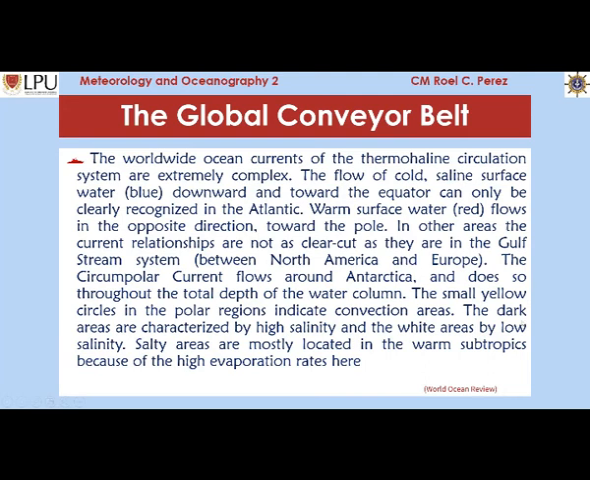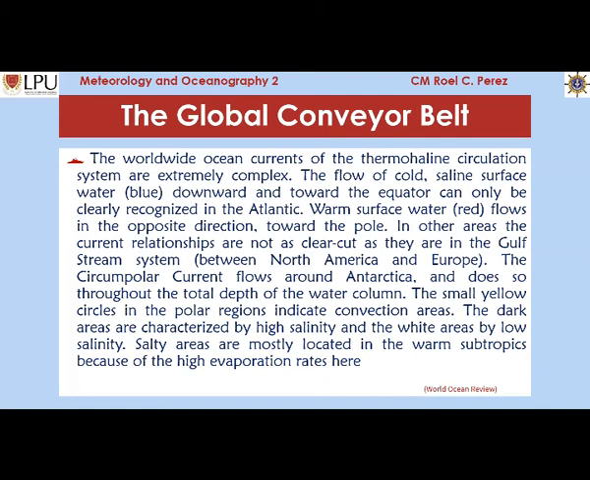Okay, the worldwide ocean currents of the thermohaline circulation system are extremely complex. The flow of cold saline surface water, which is in blue color, downward and toward the equator can only be clearly recognized in the Atlantic. Warm surface water, red, flows in the opposite direction towards the pole. In other areas the current relationships are not as clear-cut as they are in the Gulf Stream system between North America and Europe.